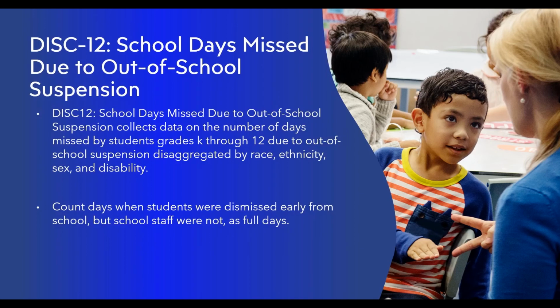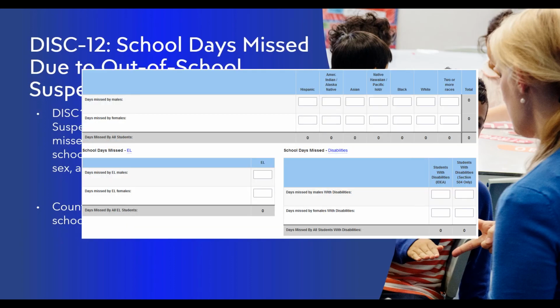DISC-12, School Days Missed Due to Out-of-School Suspension, collects data on the number of days missed by students grades K through 12 due to out-of-school suspension disaggregated by race, ethnicity, sex, and disability. Count days when students were dismissed early from school, but school staff were not, as full days.